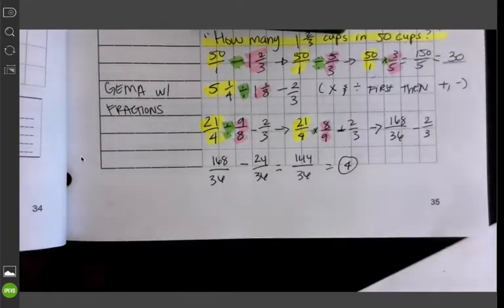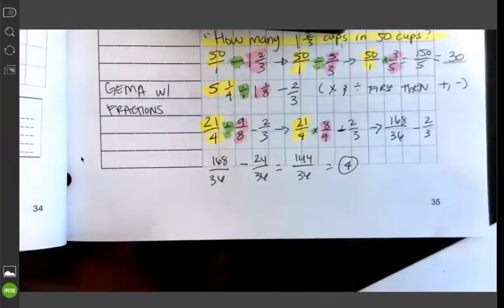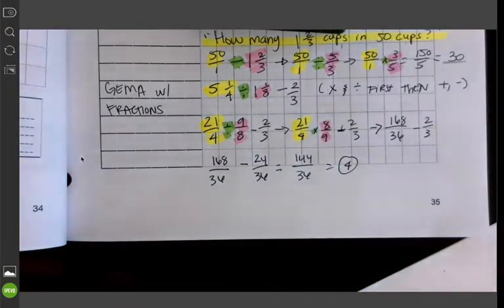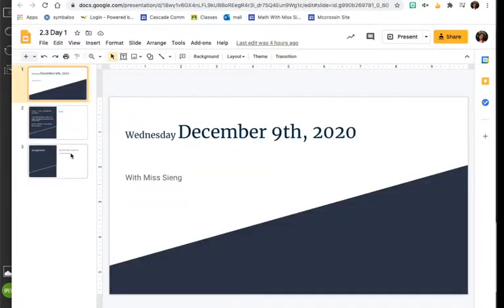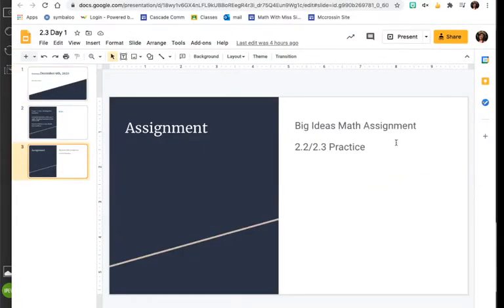Okay. So I think that's all for 2.3, day 1. Let's see what our assignment is. So, Big Ideas Math assignment 2.2/2.3 practice. Log into Big Ideas Math, go to assignments, and find the 2.2/2.3 practice, and go ahead and work on it.